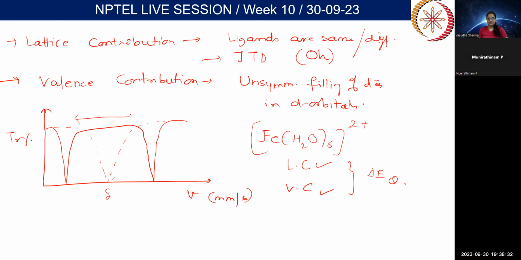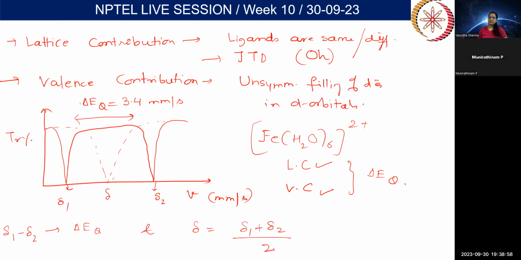Here, delta EQ we found to be 3.4 mm per second. This value is nothing but the difference of your delta 1 minus delta 2, that will give you delta EQ, and the isomeric shift you can get as an average of these two. In this way we see how the splitting is going to occur.